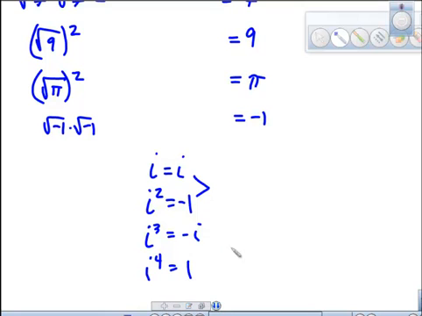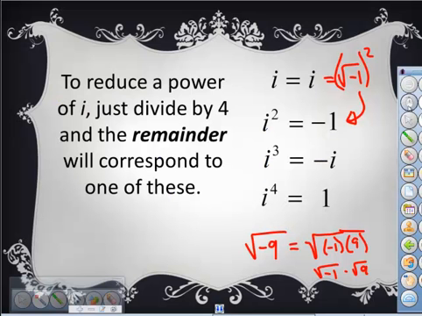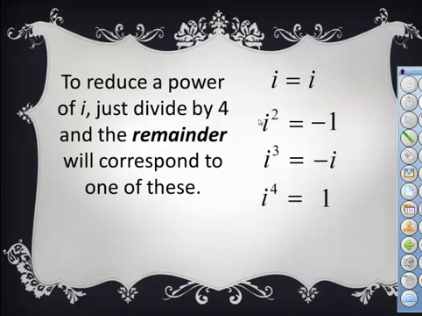So this is what I want you guys to do. Next time you're going to take a test, you're going to write down i, and then you're going to write down i squared, and you're going to write down i cubed, and you're going to write down i to the fourth, and you're going to do this little thing right here. Ready? You're going to say, "1, negatives in the middle." 1, negatives in the middle. Got that?